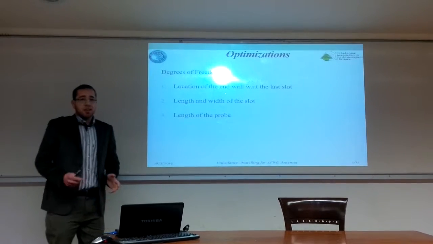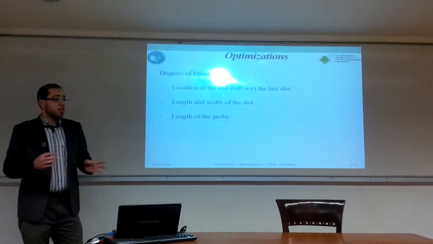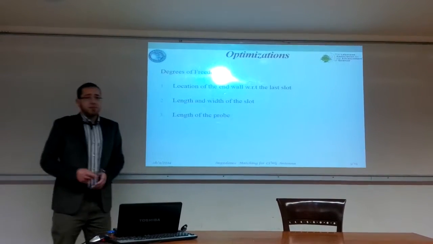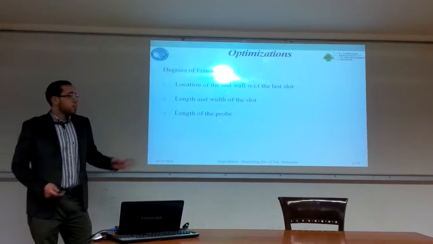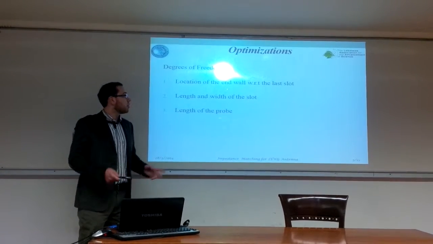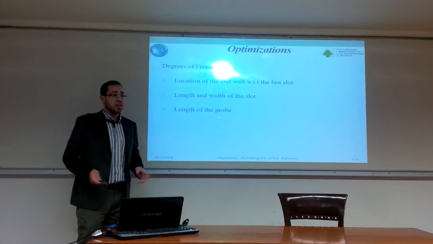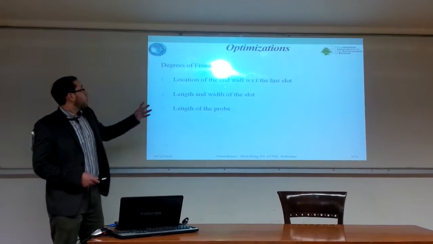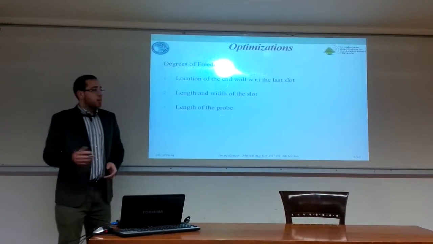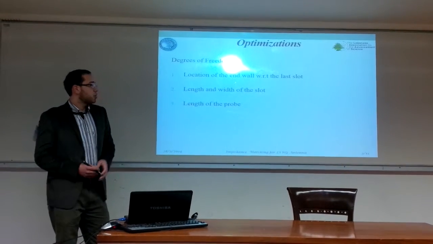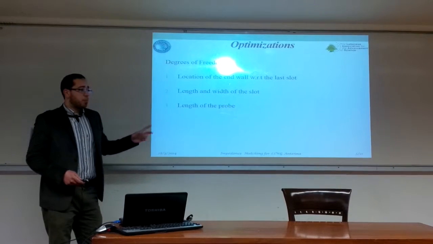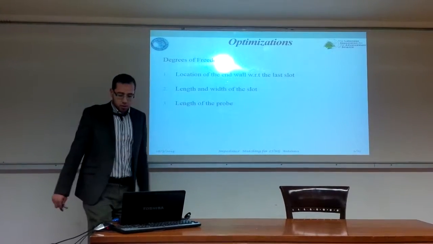Optimization. Our study is going to focus on the degrees of freedom provided by our antenna. There are known degrees of freedom that we can use, but since the basis of this paper is a circular waveguide, we have additional degrees of freedom related to the cylinder. The degrees of freedom that we are going to use are the position of the end wall with respect to the last slot, the end of the cylinder, the length and the width of the slot, and the length of the probe, the excitation. We're going to vary them so you can see the study.